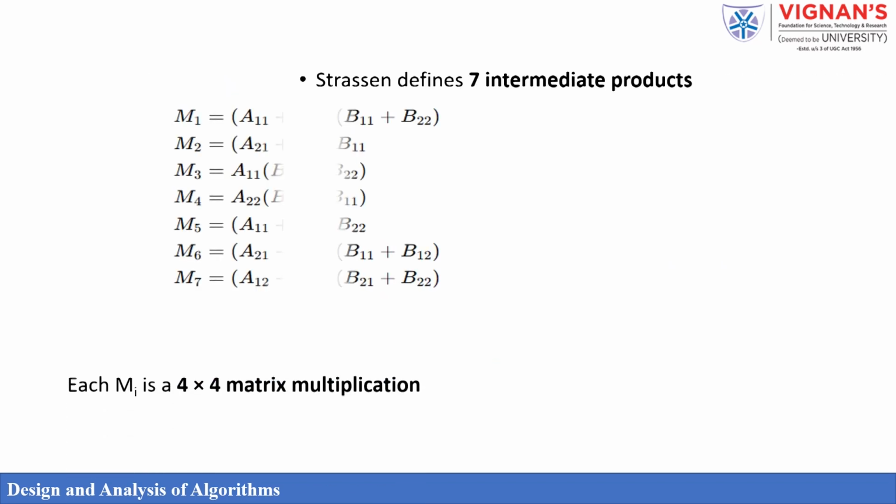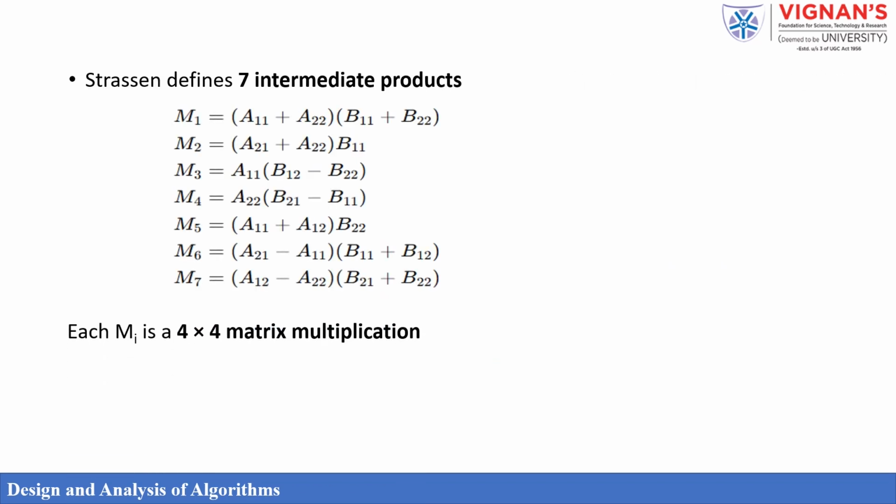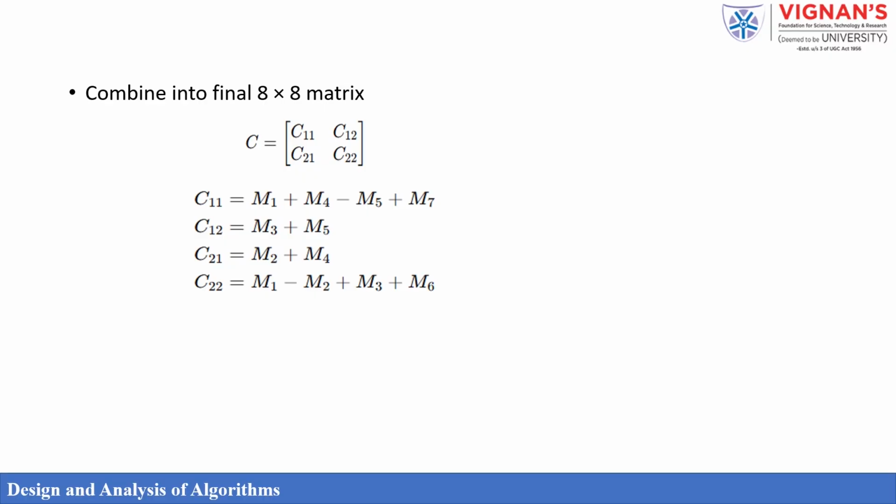After dividing matrices A and B into 4 by 4 submatrices, Strassen's algorithm does not compute 8 multiplications like the normal method. Instead, it defines only 7 intermediate products, named M1 to M7, which are as given. After computing the 7 intermediate products, M1 to M7, we now combine them using the below operations to form the final result matrix C.